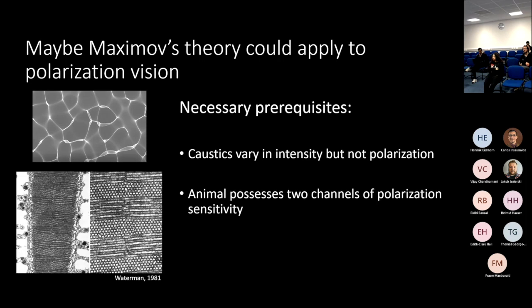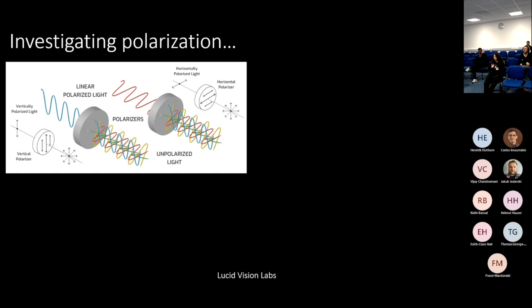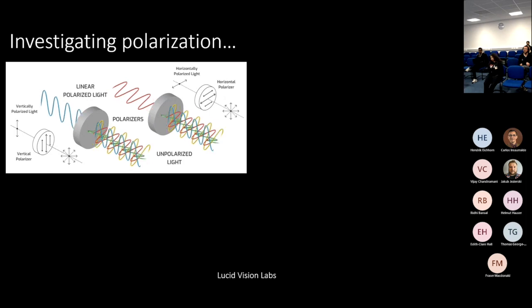They need to have at least two channels of sensitivity to polarization. And also the things that they're interested in need to have a contrast in polarization with the background. Now, many of you engineers and physicists will know a lot more about polarization of light than me. But just as a very brief overview, when I'm talking about the polarization of light, I'm talking about the angle that the photons are making as they travel through space.